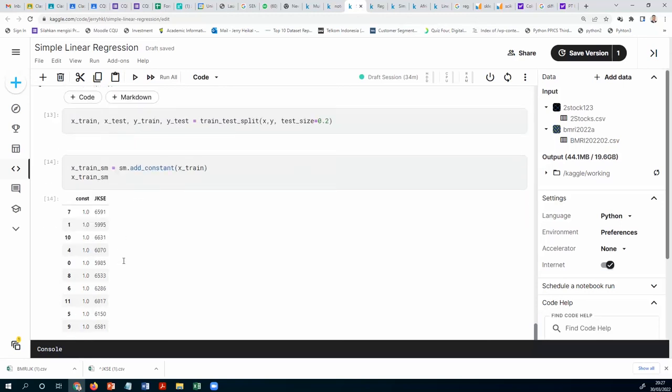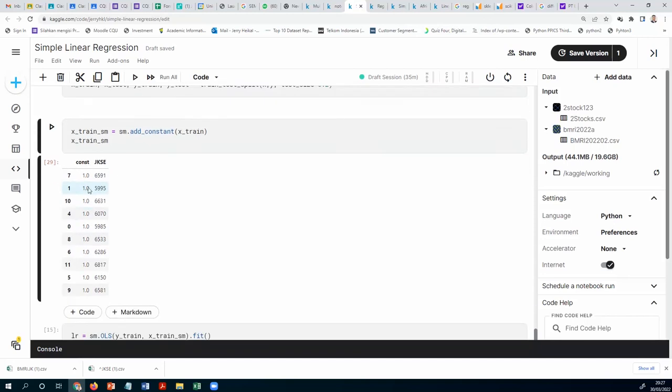And then in the Python statistical API, there is no constant if we run it just like that. So we need to add a constant. So statistical model dot add constant to the X train. So this is the X train underscore statistical model. So there will be another column, constant, and Jakarta Stock Exchange. The default is 1.